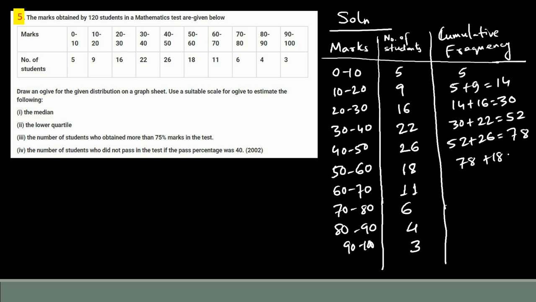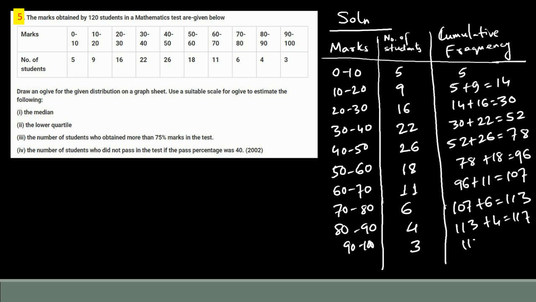78 plus 18 gives us 96. 96 plus 11 gives us 107. 107 plus 6 gives us 113. 113 plus 4 gives us 117, and 117 plus 3 gives us 120. So from here we have to draw the ogive curve first. Let's draw the ogive curve here.